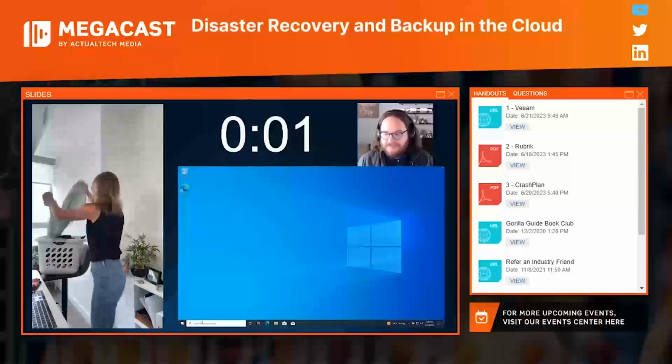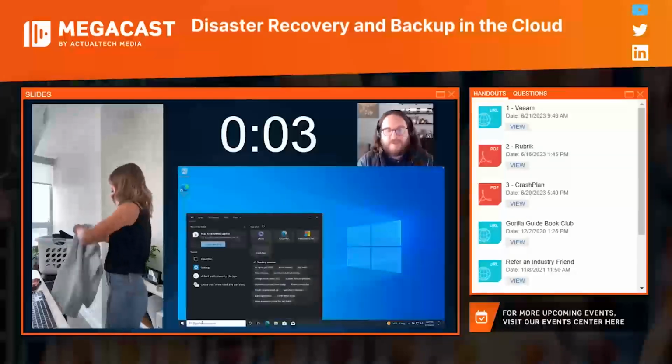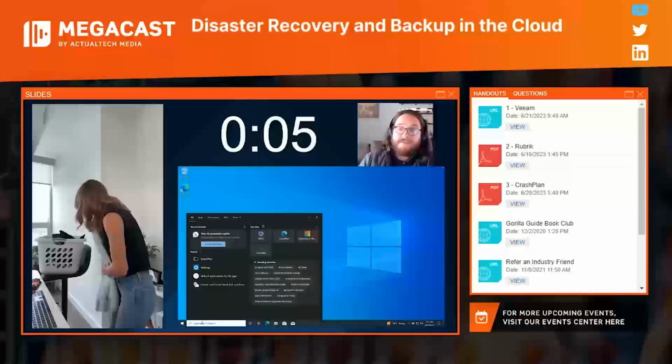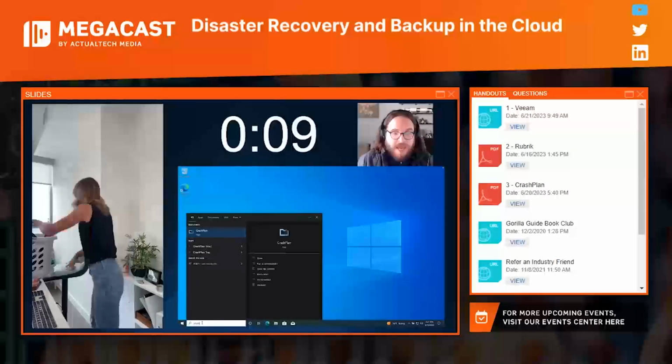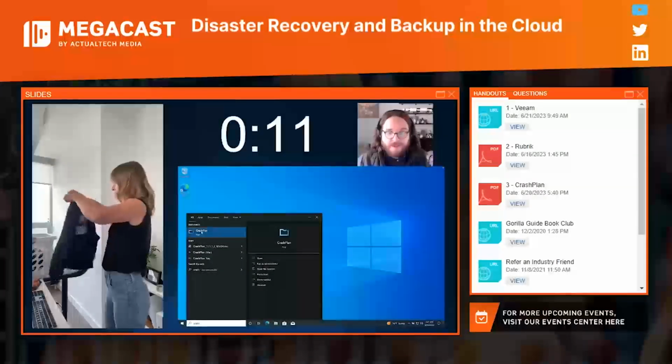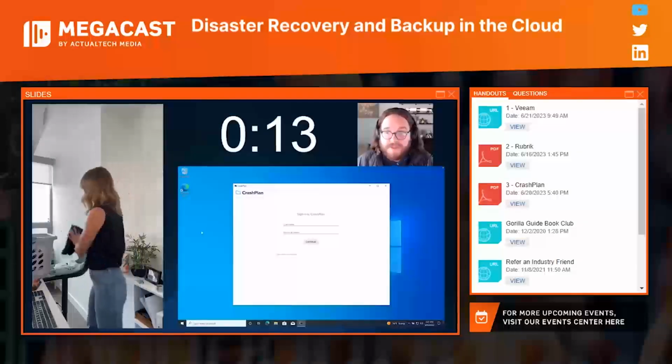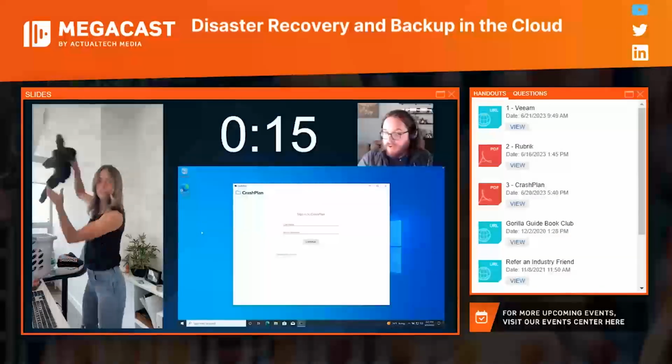All right. So the first thing that I need to do is I've received my new machine. This is as though it is brand new. And it already has the CrashPlan app installed on it because that's part of my organization's base image. Now, all I need to do is log in with my credentials here.